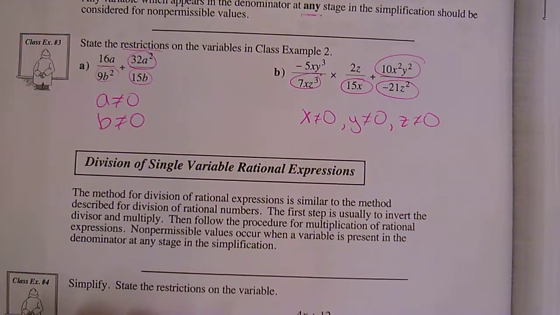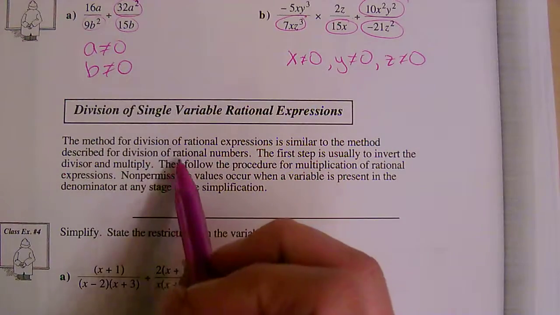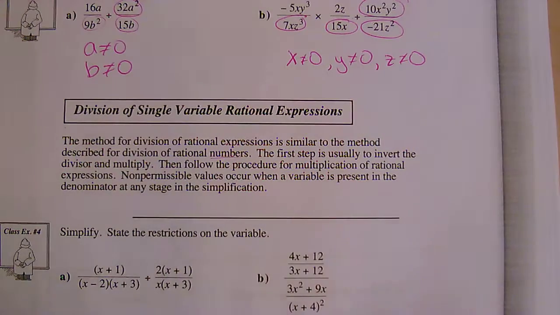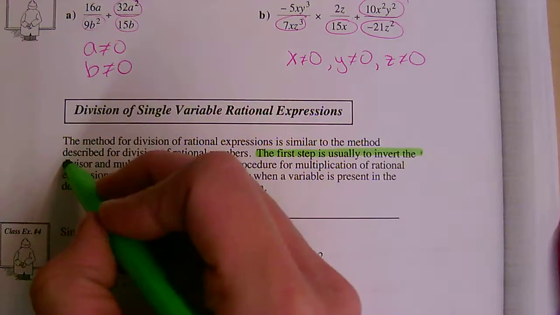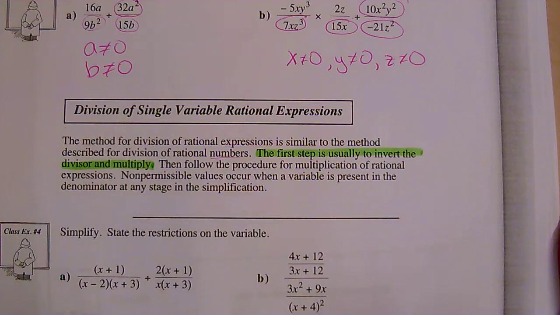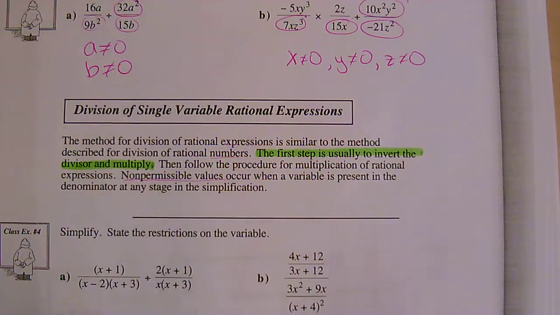Okay, so the method for division of rational expressions is the same as for numbers. So the first step, I'm going to highlight that, is usually to invert the divisor and multiply. Sometimes you might want to simplify first, and that's fine, but that's usually the first step. And then non-permissible values, just keep an eye on those.